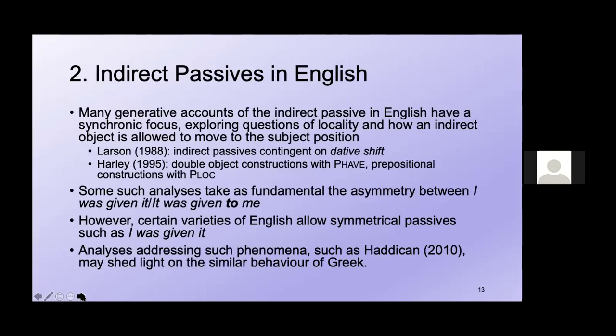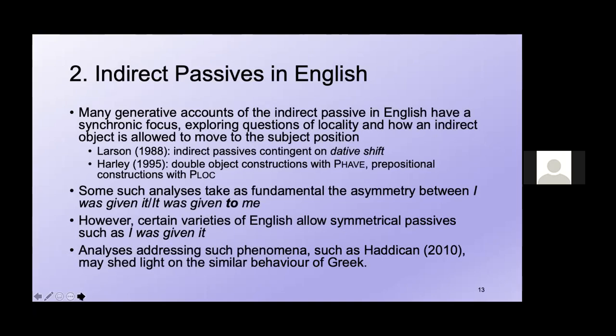And now we'll turn to indirect passives in English, and you'll see these bear quite striking similarities with what we've seen in the Greek data. Now, there are many generative accounts of indirect passives in English that have a synchronic focus. They explore questions of locality and how an indirect object can be allowed to move to the subject position. So, for example, Larson suggested that indirect passives were contingent on dative shift, and Harley suggested that there was an underlying difference between double object constructions with P have and prepositional constructions with P loc.